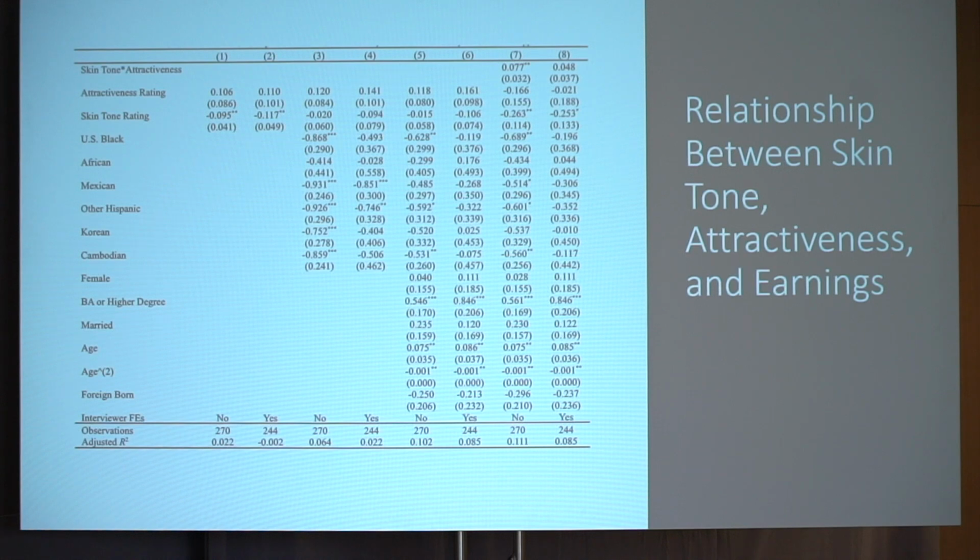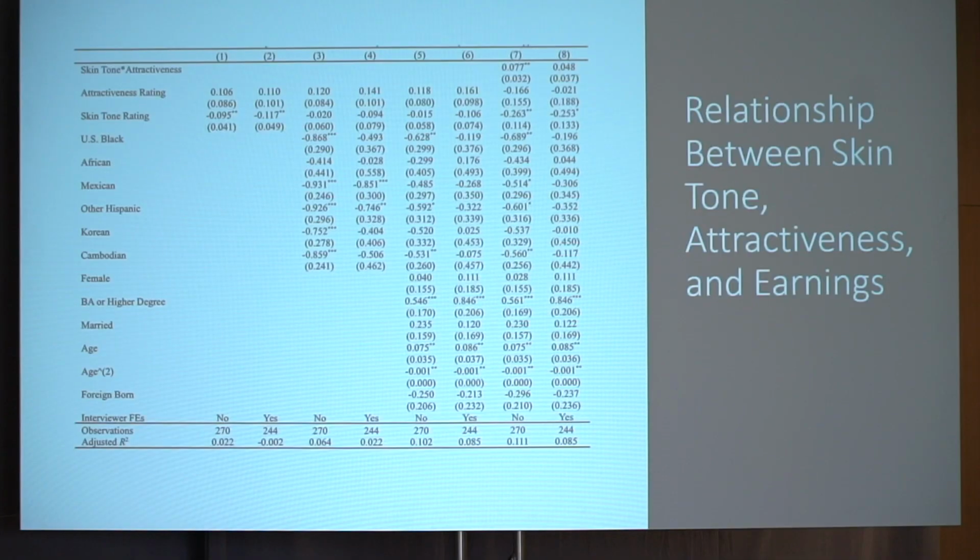In columns 3 through 4, we add controls for the different racial ethnic groups, and in one of those columns, column 4, we also add interviewer fixed effects. What we find here is that all of the coefficients on the racial ethnic groups, except for the African Black racial group, have negative and statistically significant coefficients, which means that they all have lower average earnings when compared to whites. And we also notice that we've lost the significance on our skin tone coefficient, which is evidence that race or racial ethnic groups might be absorbing some of the effects away from skin tone.